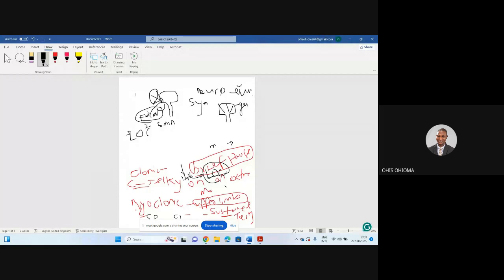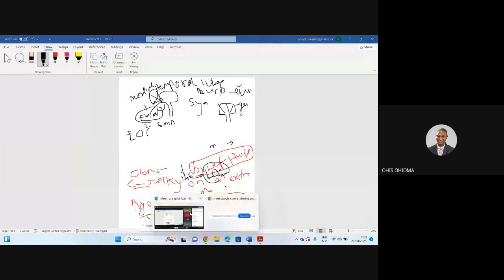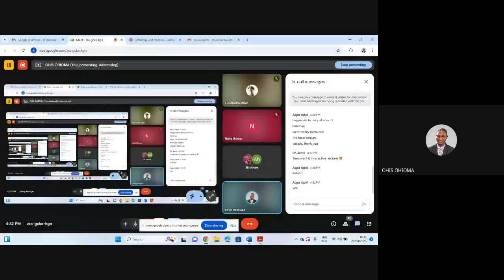Now what you need to know is that the most common part of the brain that's usually affected with focal seizures is the medial temporal lobe. Medial temporal lobe. These are the high yield things you need to know. Medial temporal lobe. I don't know if that's clear. Okay, great, so let's continue.